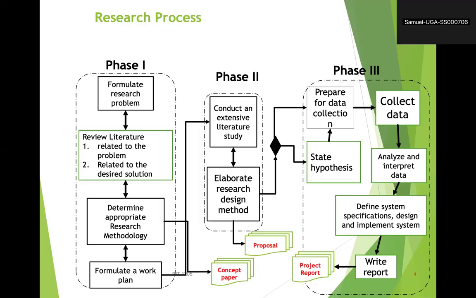In phase 1, the output of phase 1 is the concept paper. Then in phase 2, it's the proposal. And then obviously at the end, we have to now work on issues to do with the data collection, meaning that we are not going to do actually data collection here. And then you analyze and interpret your data, define some specifications until you now come up with what? A report.